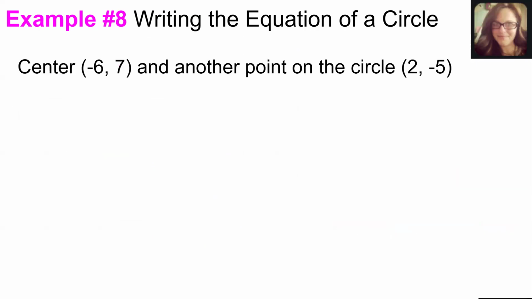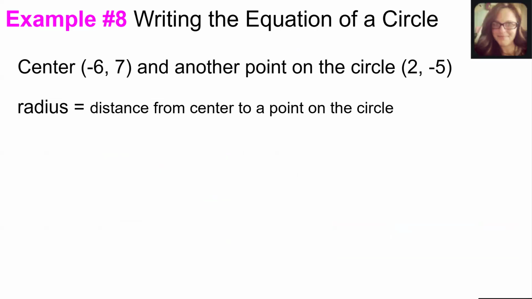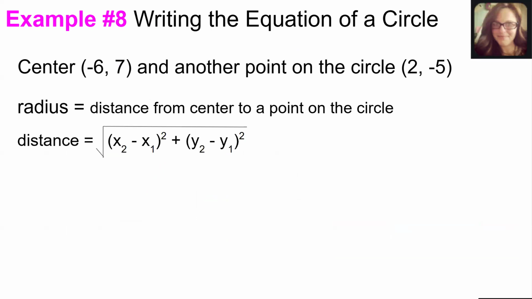Last one. Writing the equation of a circle given the center and another point on the circle. Well, they gave us the center, h comma k, but we have to find the radius, the distance from the center to the point on the circle. So we're going to need to use the distance formula, or you could use the Pythagorean theorem. I'm going to use the distance formula, identifying x1, y1, and x2, y2.